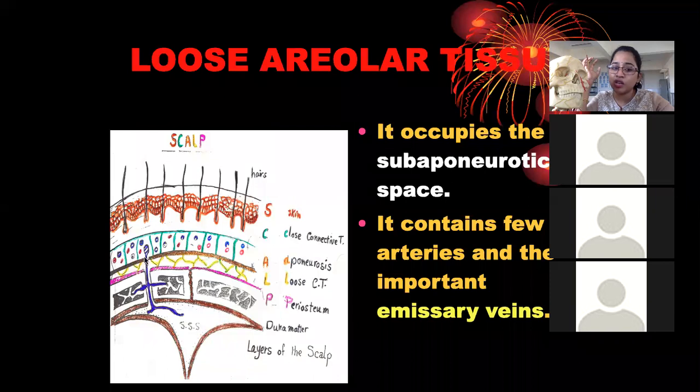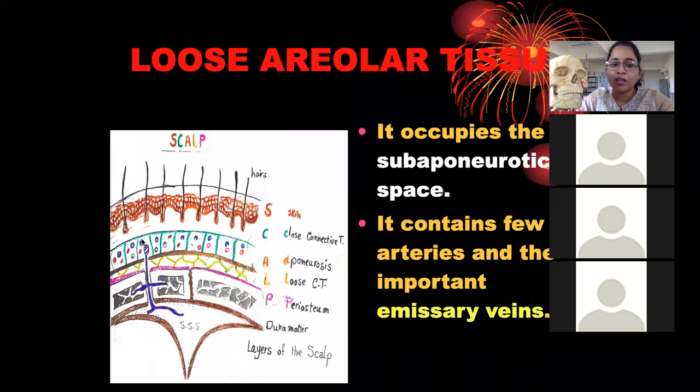There are certain structures which are called emissary veins. What is this structure called? Emissary veins. What does emissary mean? Emissary means an ambassador. Do you know who is an ambassador? Indian ambassador, or American ambassador. That means a person from our country who is representing us in another country or getting information from another country to our country. So these people are connecting two areas. Same like that, emissary veins connect two areas.